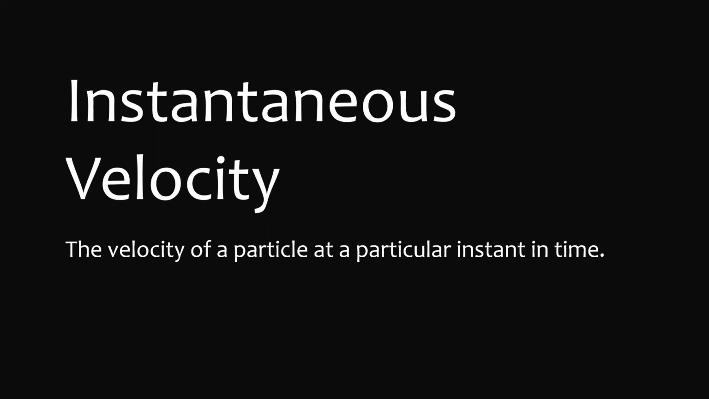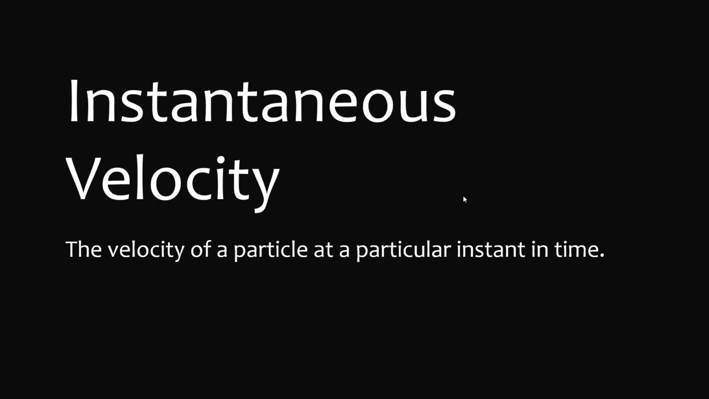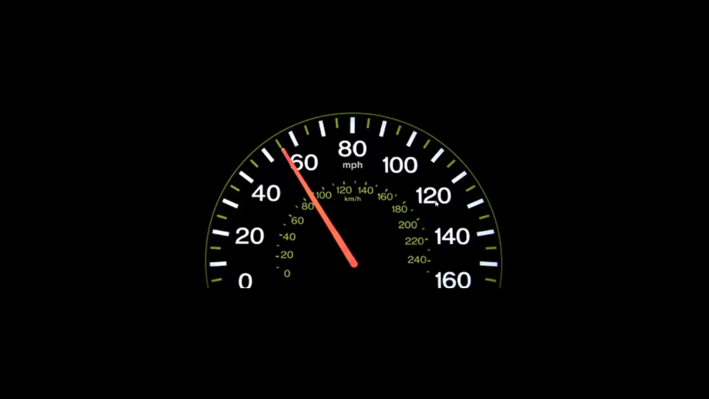Instantaneous velocity is the velocity of a particle at a particular instant in time. Unlike in average velocity, where you get the average velocity over a longer period of time as an object moves from one point to the other, the instantaneous velocity is the velocity that you see when you are driving your car and you look at your speedometer.